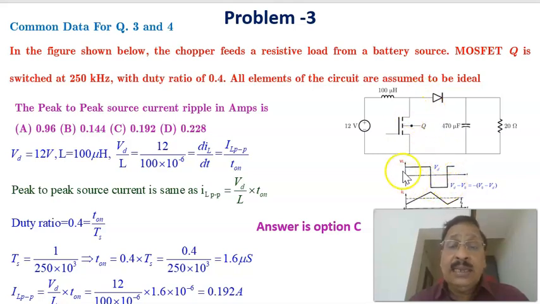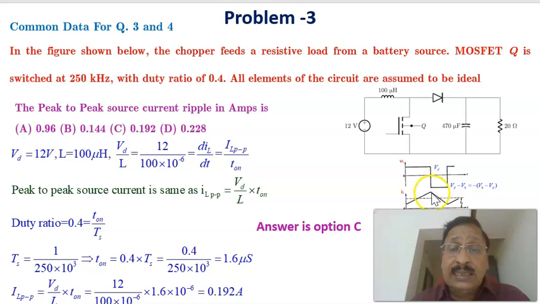If you have a positive voltage across the inductor, the rate of change of current through the inductor will have a positive slope. Therefore, the current is building up with a positive slope, and when the switch is off, since the voltage across the inductor is negative, the current is dying out. This is the voltage across the inductor, and this is the current through the inductor. Now, the question is, what is the peak to peak source current? The current through the inductor is the same as the source current at the source side.